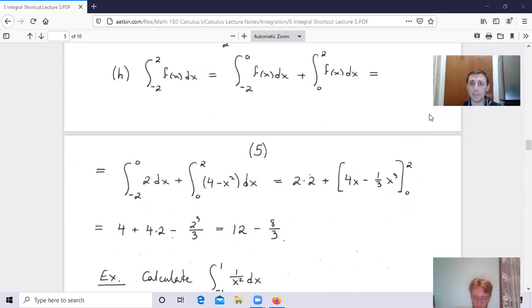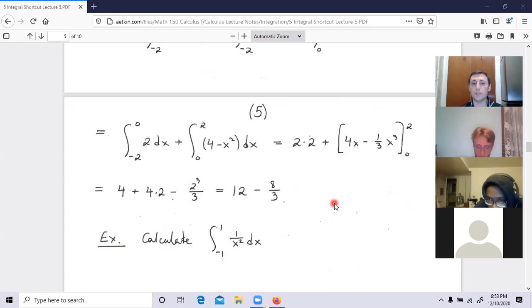Now help me please with one more integral. Could you please tell me what's the integral from minus 1 to 1 of 1 over x squared? Of course, if you need to, you remember this is just x to the power of minus 2, correct? Please tell me what's the integral.